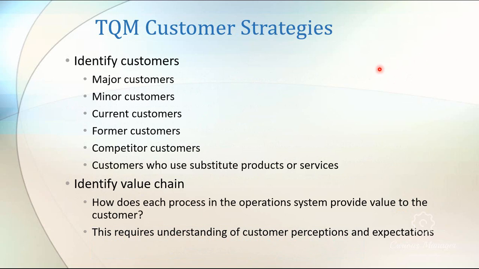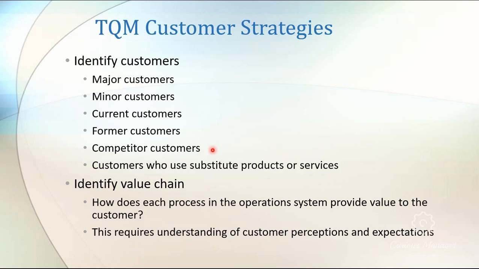So TQM customer strategies, it's very simple. You identify your customers, and then in the references that I have, they basically talk about major customers, minor customers, current customers, and former customers. It doesn't hurt to find out why former customers no longer use our product, so that you may either add attributes to your product to address these, or sometimes you may say, well, they're no longer in our niche and we may not be able to bring them back. But sometimes you can get some valuable information from former customers.